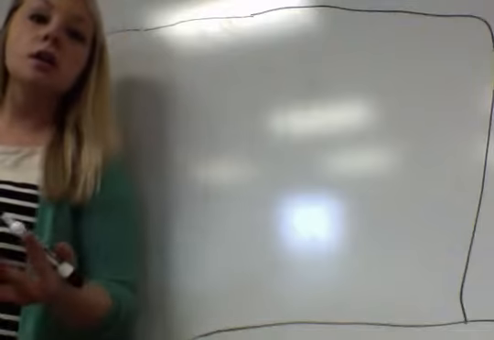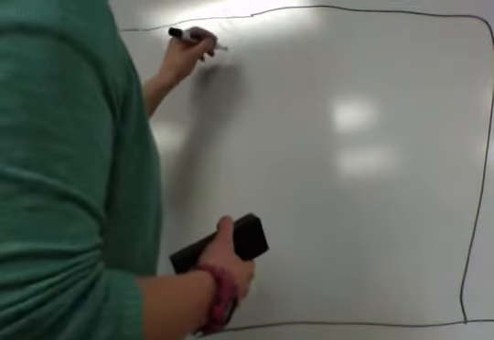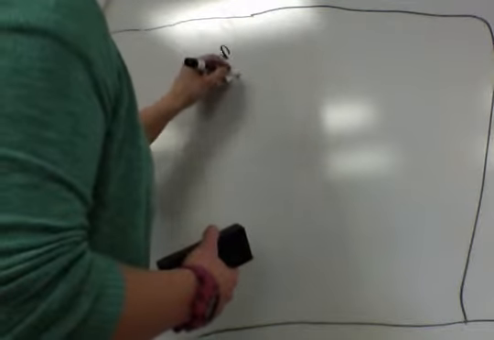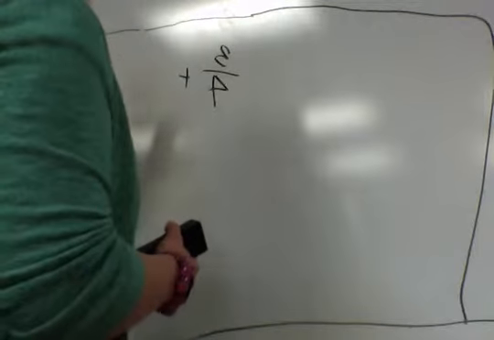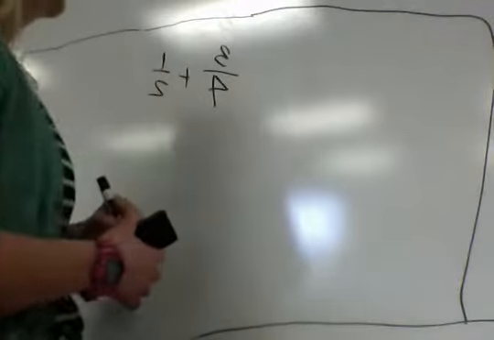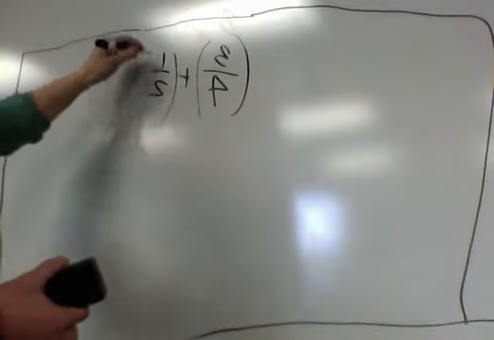Okay, so now we're going to talk more about adding fractions with uncommon denominators. So let's do another one. Let's do 3/4 plus 1/2. So again, we're going to turn those into common denominators.